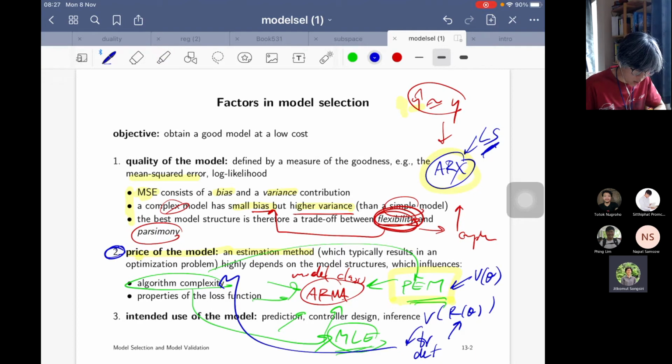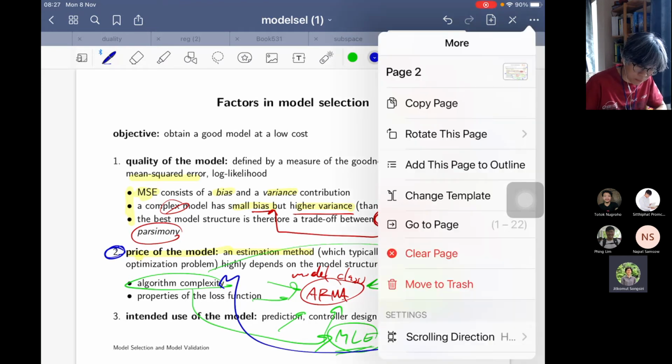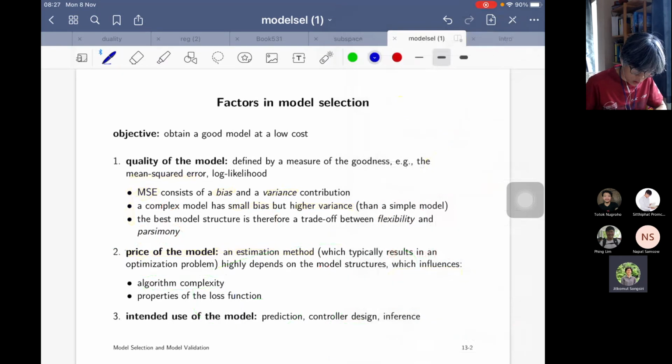And the last one is when you're going to use the model. The purpose of using the model requires consideration from the user's point of view. For example, if the model is going to be used for prediction purposes, for prediction or forecasting.